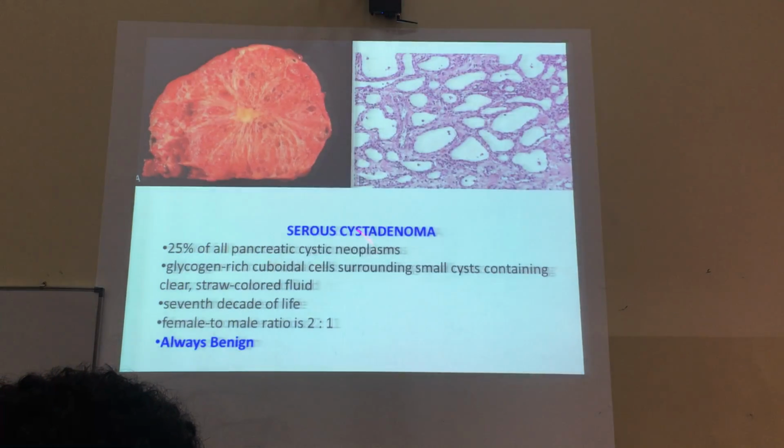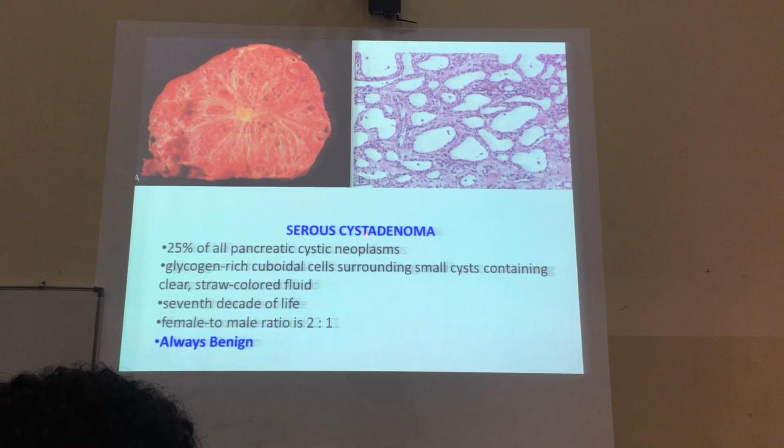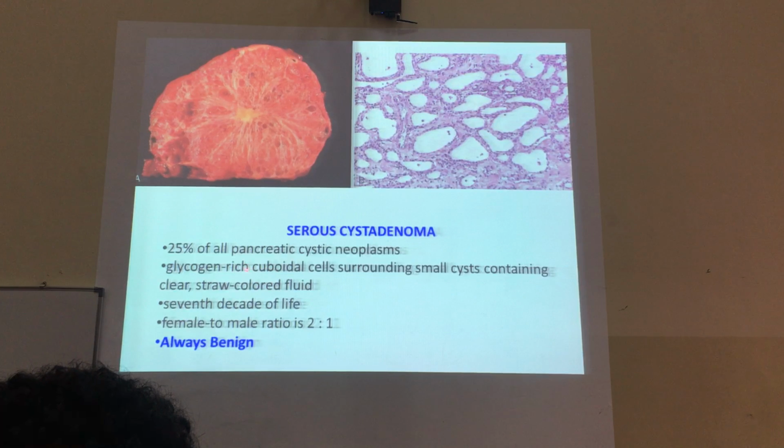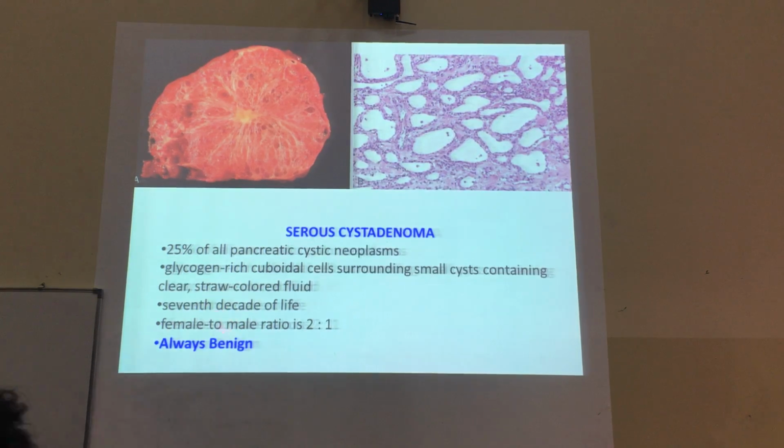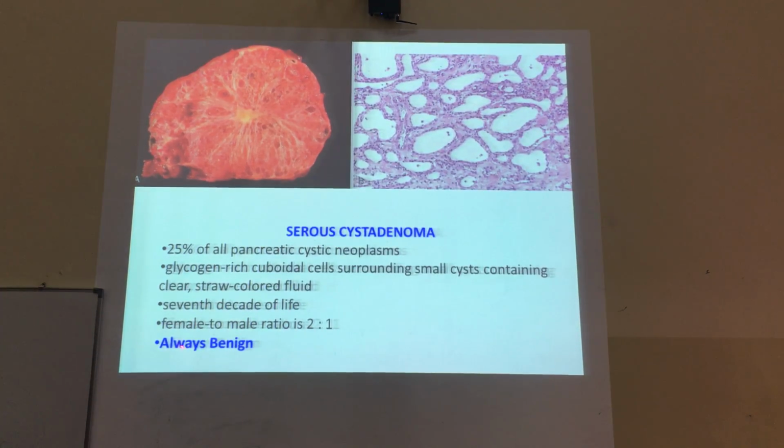In the serous type, which is actually 25% of all pancreatic cystic neoplasms, you will find a lot of small cysts. They are lined by glycogen-rich cuboidal cells surrounding the small cyst. All the cells which are lining here are very glycogen rich, and inside they are filled with clear straw-colored fluid. It is more common in the 7th decade of life, and females are slightly more than males, and it is always benign.